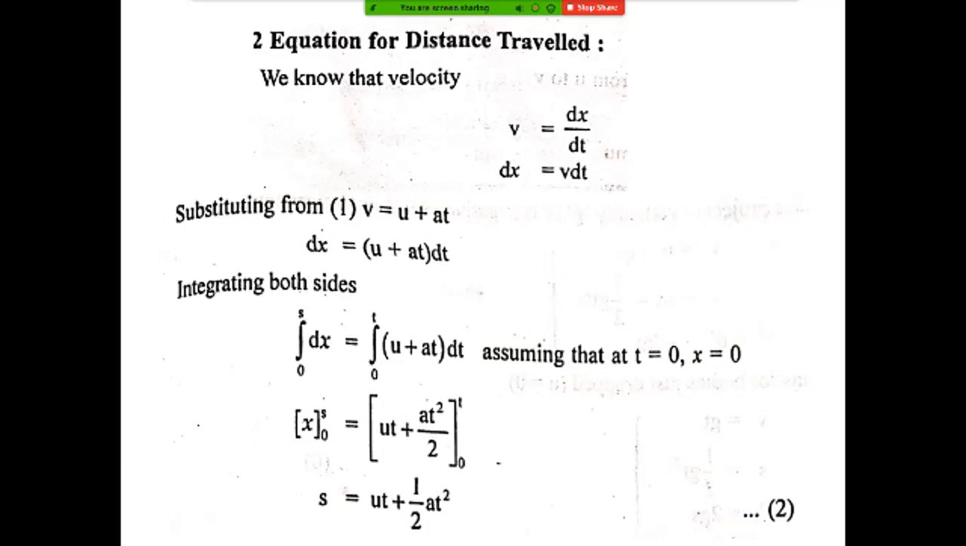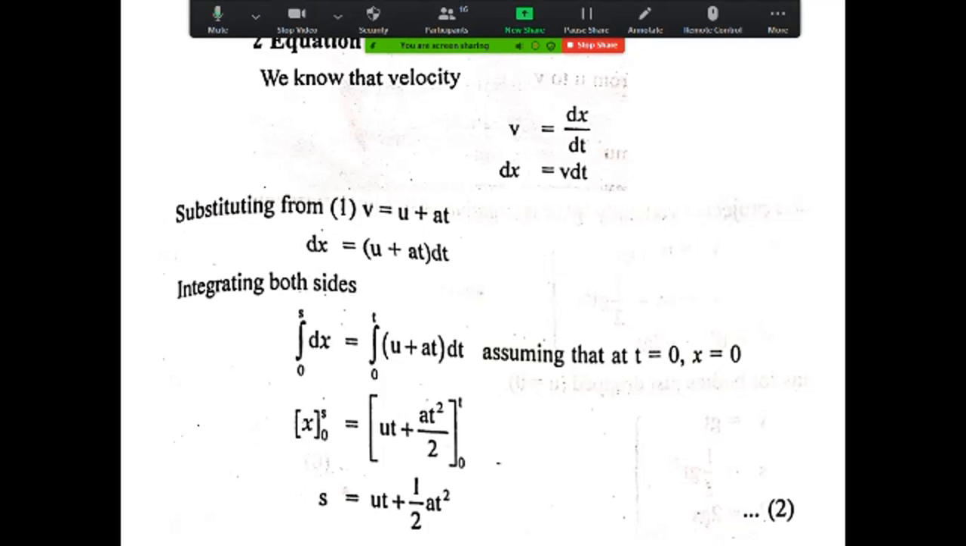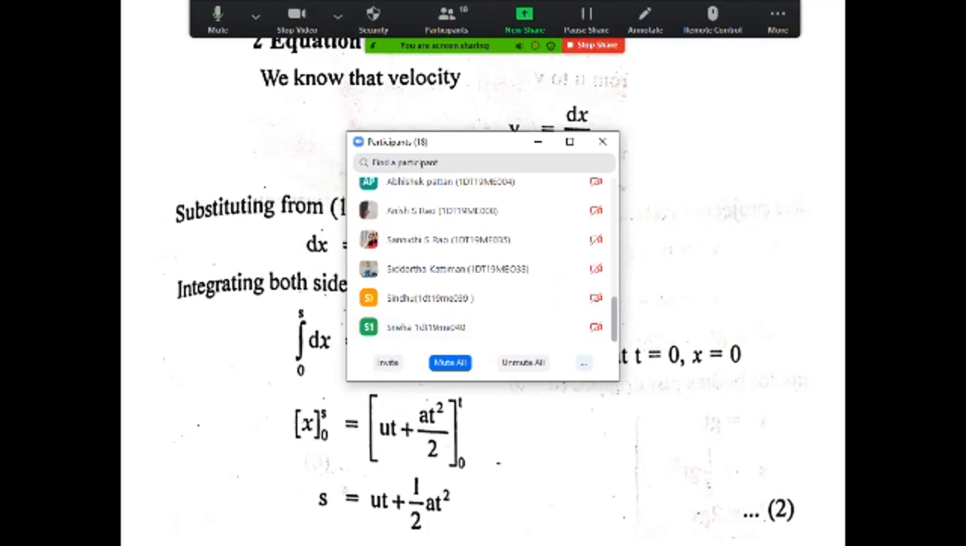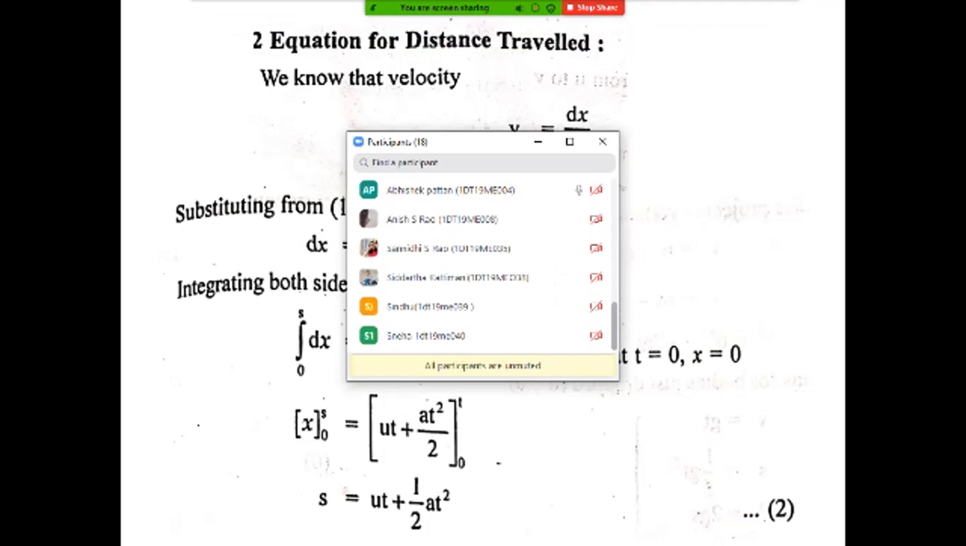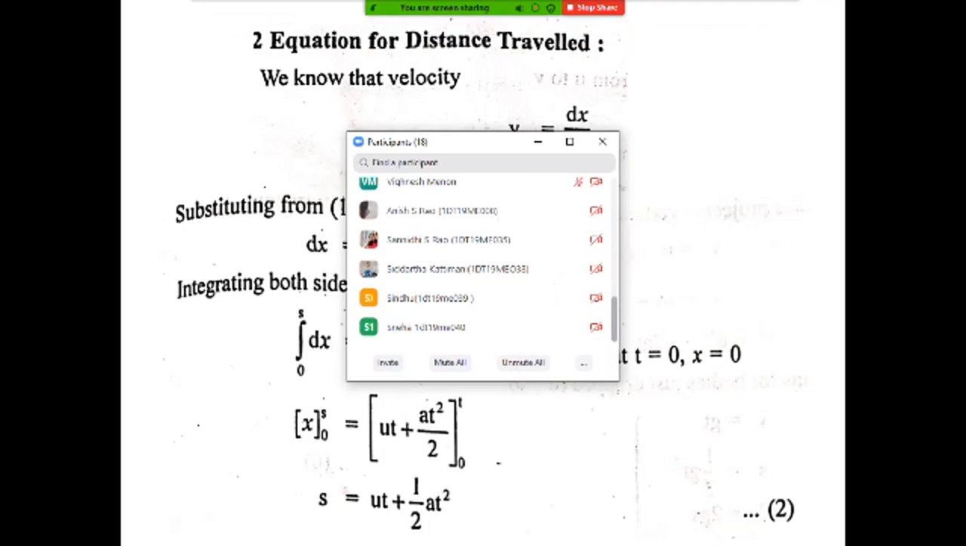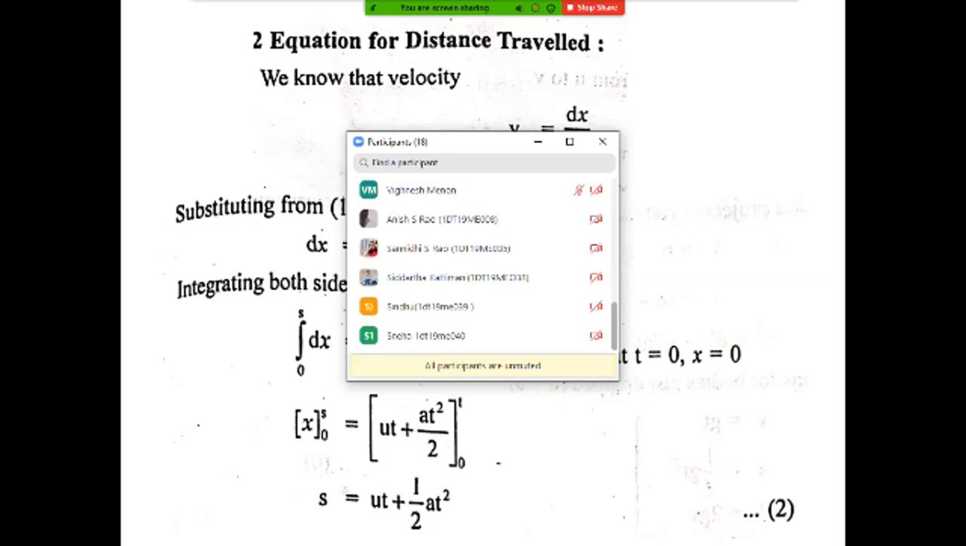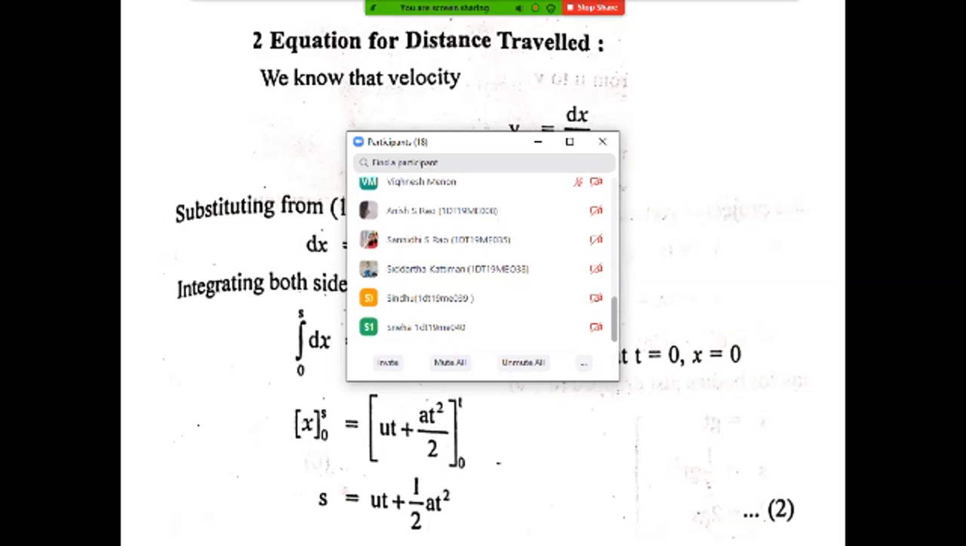This second equation you have to remember. This is very, very important. Is it clear? Yes? Is it clear now? Up to here, have you followed? Yes, sir. Okay, we will move further.